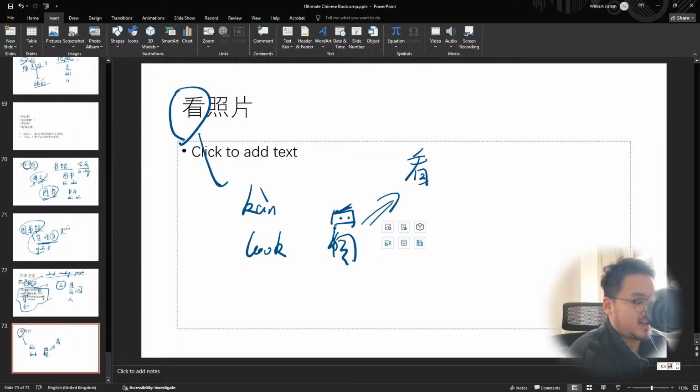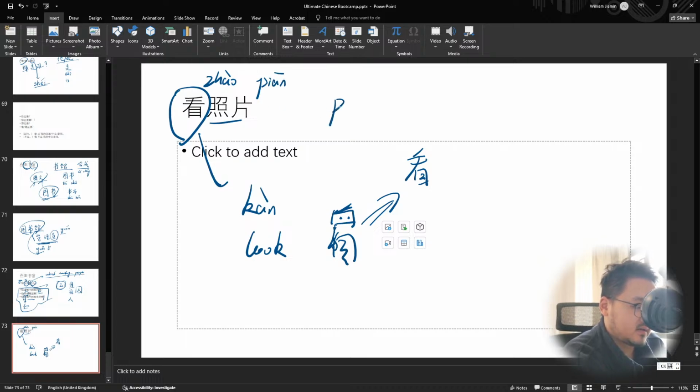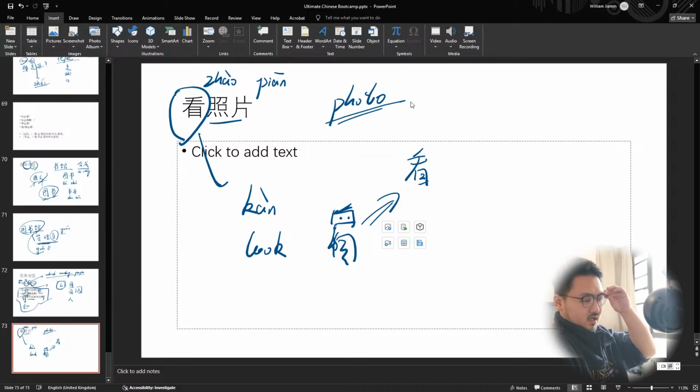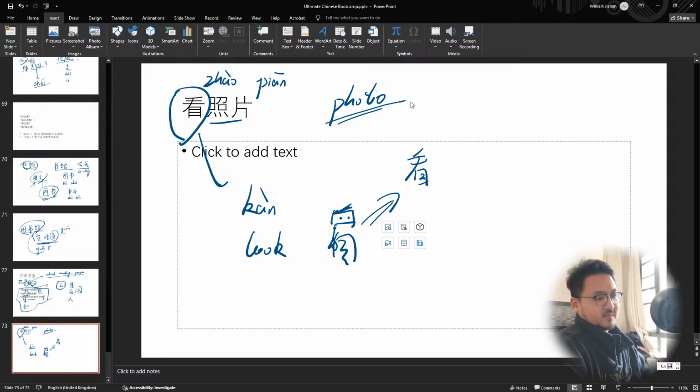Okay, look. 看照片. 照片, right? So it's like a photo. 照片 means the photo. 看照片 means look at the photo, right? So in the HSK book, ironically, it's like three persons sitting here without looking at the photo. So I think it's a very bad illustration of 看照片.